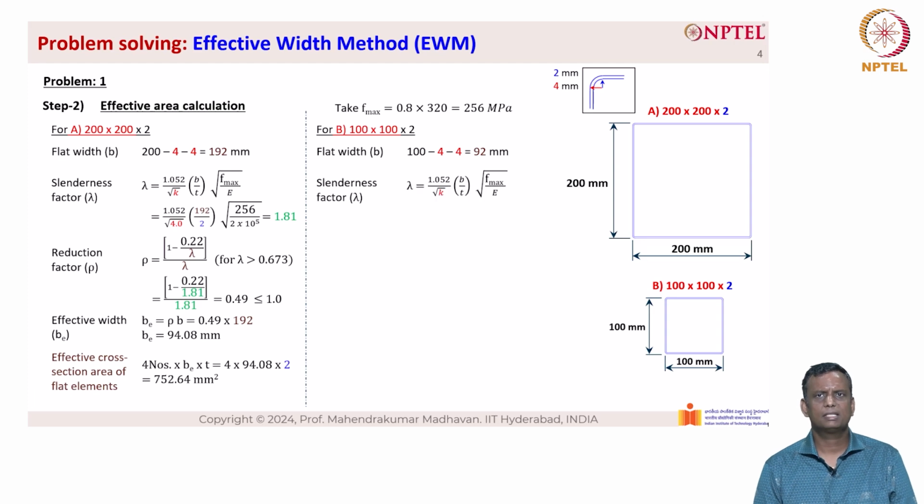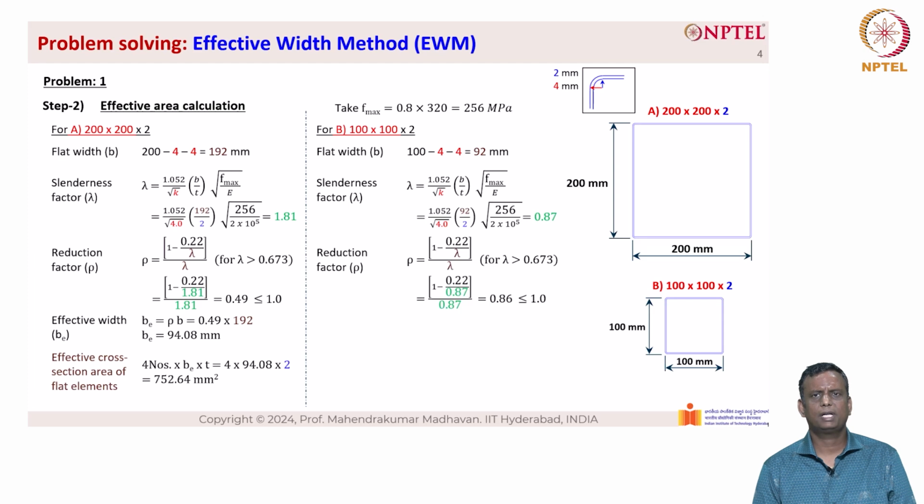The slenderness factor is given as lambda equal to 1.052 divided by root k into b by t into root of f max by E. Here also k is taken as 4.0 because all the four sides are simply supported. The only difference here is that the flat width is 92. So when we do so, we have a lambda of 0.87, which is greater than 0.673.